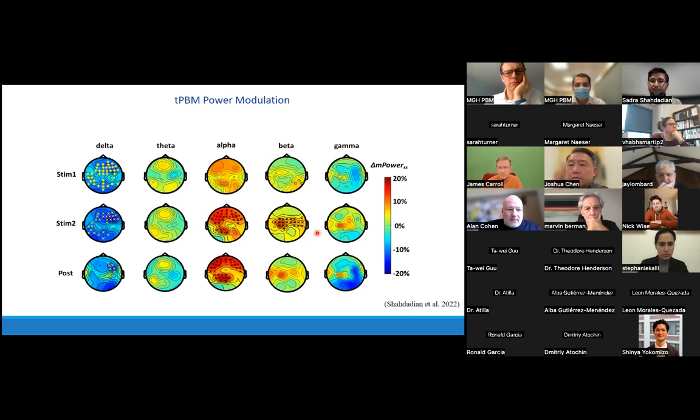Also, we can see an increase in the power of the beta band in the STIM 2 in the central and temporal regions. We also can see a decrease in the power of electrophysiological activities in the delta band, but other studies have shown that this decrease in the power in the delta band can be associated with the feeling of that heat on the scalp.